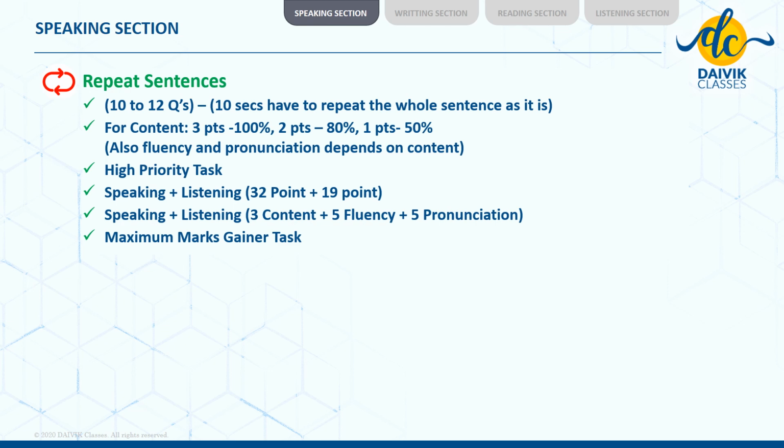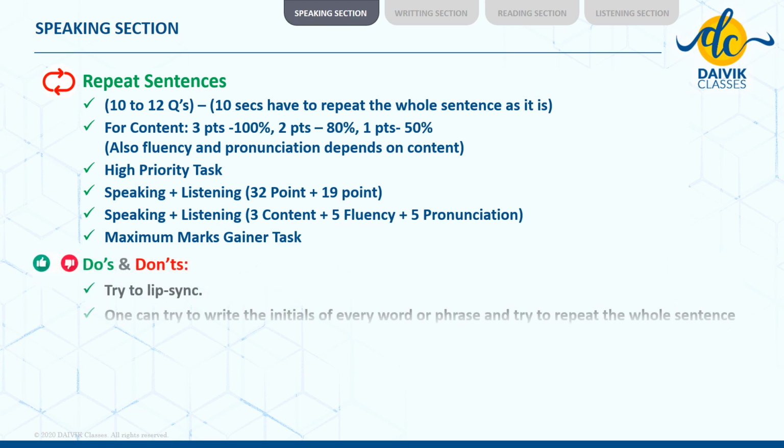This is considered a high priority task, and you will get 32 points for speaking and 19 points for listening, and 3 points for content, 5 points for fluency and 5 points for pronunciation. This task is also considered one of the maximum marks gainer tasks. Please remember the do's and don'ts.